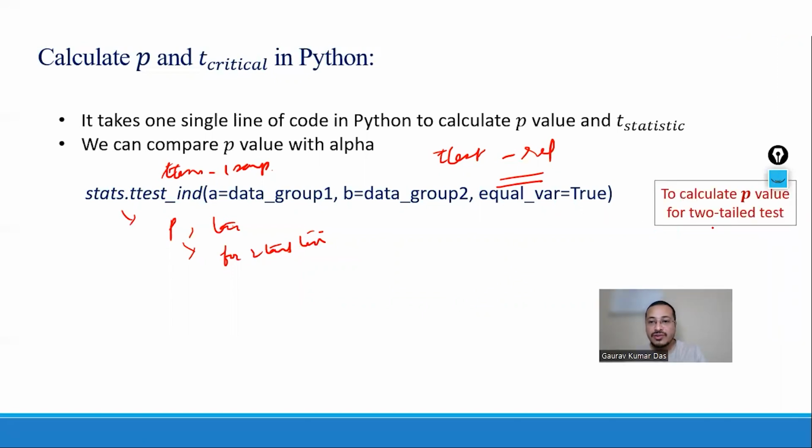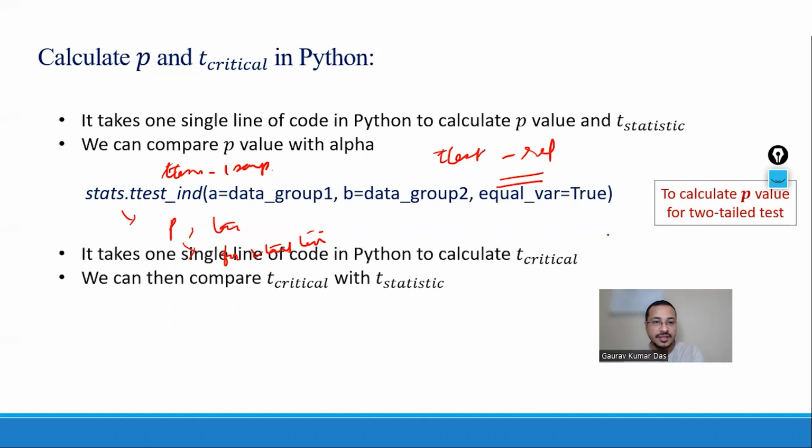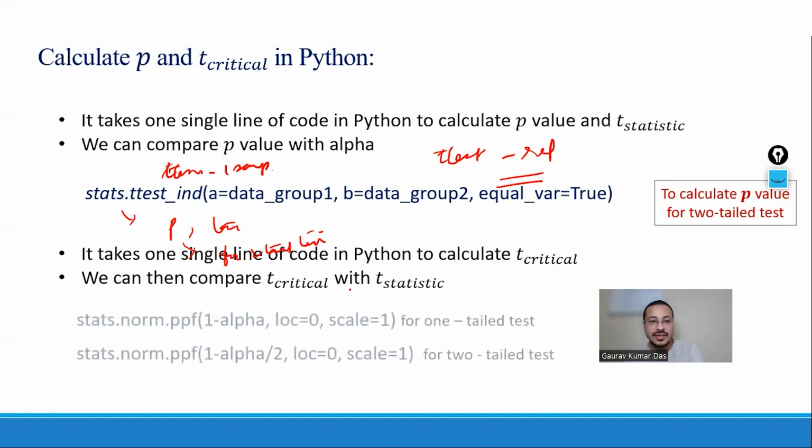So to calculate the p value for two-tail test, this is the function. It takes again one single line of code in Python to calculate t critical. T critical also we can find out. We can then compare t critical with t statistic. So either way, either you calculate p value directly and compare p value with alpha, or you calculate t critical so that you can compare with t statistic, right?